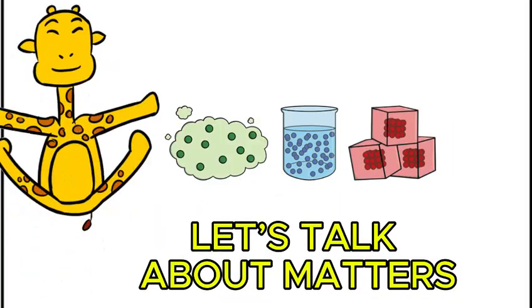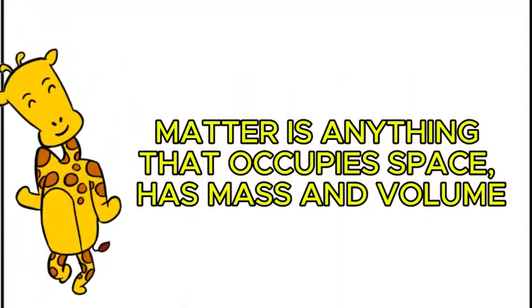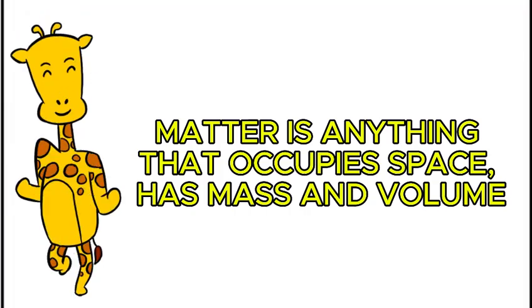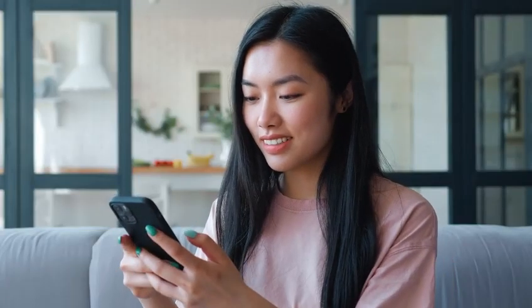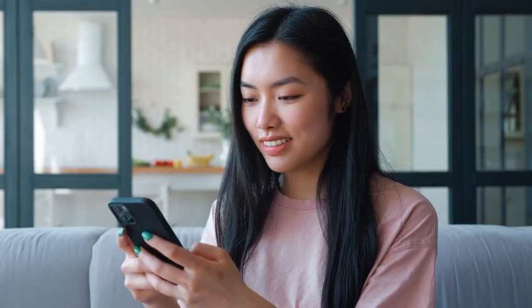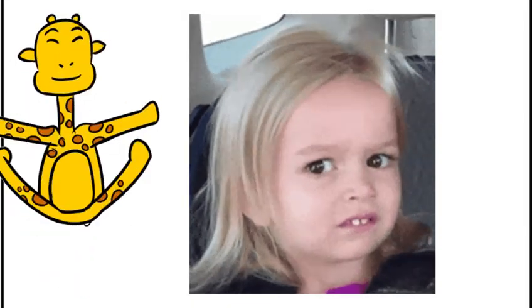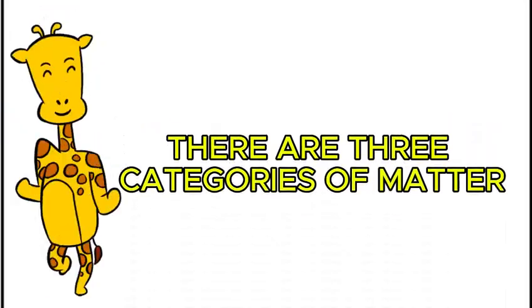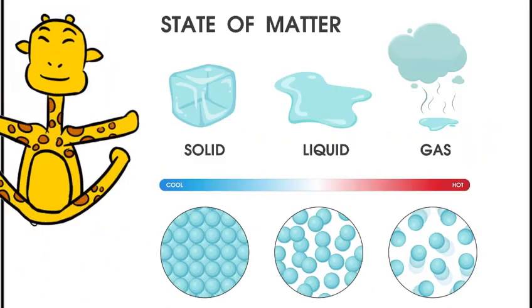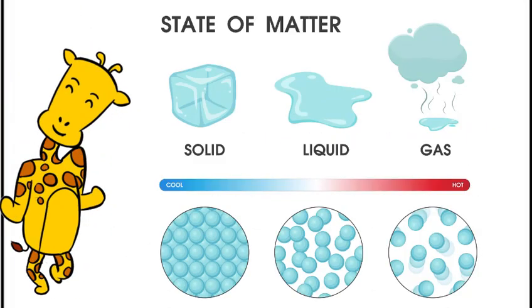Let's talk about matter. In definition, matter is anything that occupies space, has mass and volume, meaning everything you see and touch, like your phone right now, and things that you don't see but you feel, like air, are matter. To avoid confusion, matter is composed of atoms that behave in different manners. There are three categories of matter, or simply states of matter, depending on their characteristics.